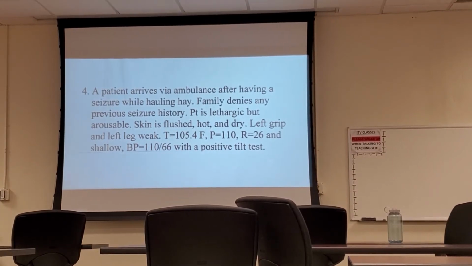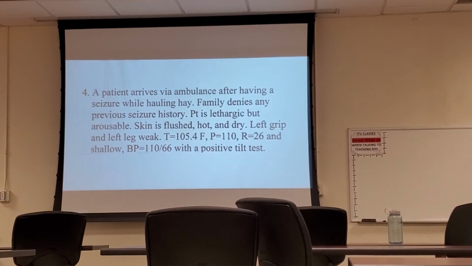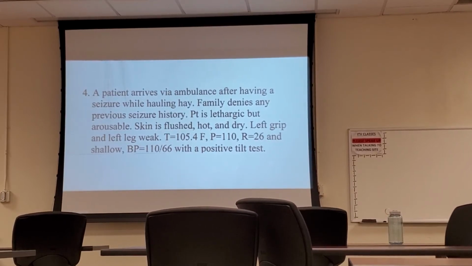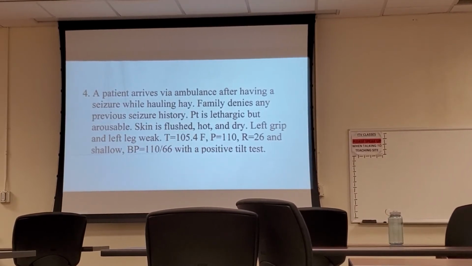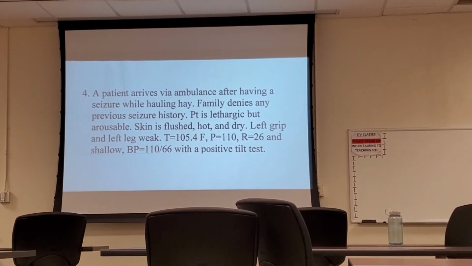He's been out hauling hay, had his first seizure, and now he can't use that left arm grip, left hand, or left leg well. What is this person's nursing problem? Heat stroke. He has the neurological changes now that go with his heat-related problem. So in this situation, what do we do for him? What are our nursing actions?